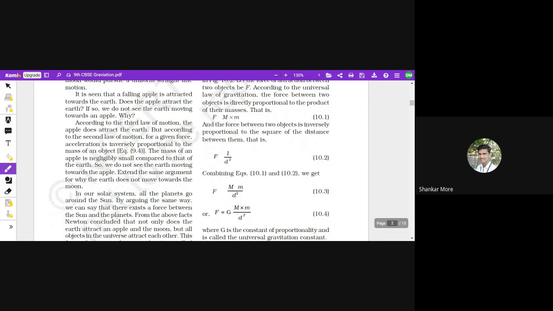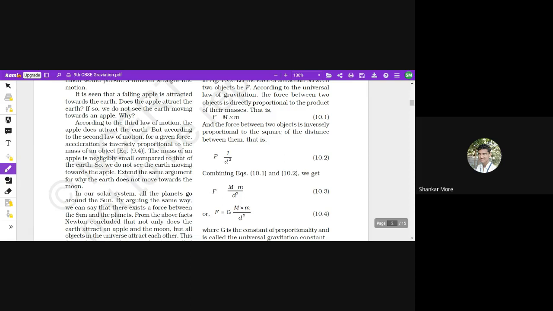So according to the third law of motion, the apple does attract the earth, but according to the second law of motion, for a given force, acceleration is inversely proportional to the mass of an object. The mass of the apple is negligibly small compared to that of the earth. So we do not see the earth moving towards the apple. Extend the same argument for why the earth does not move towards the moon.